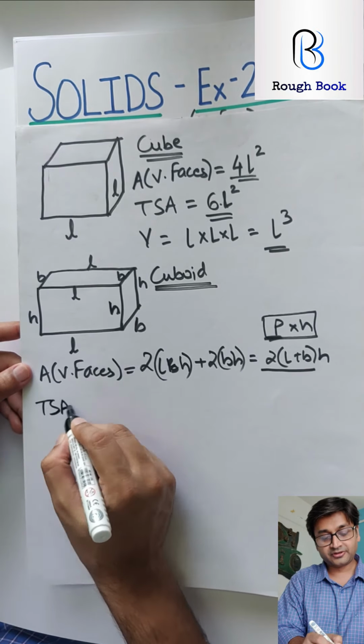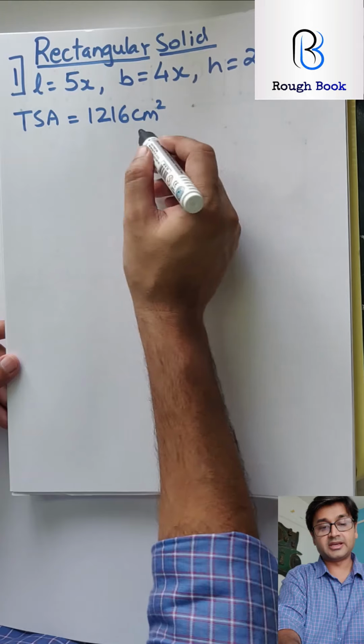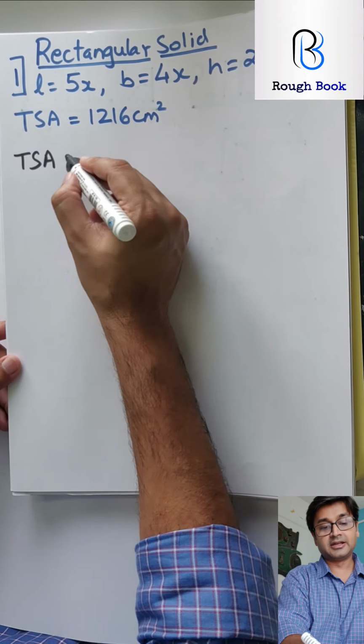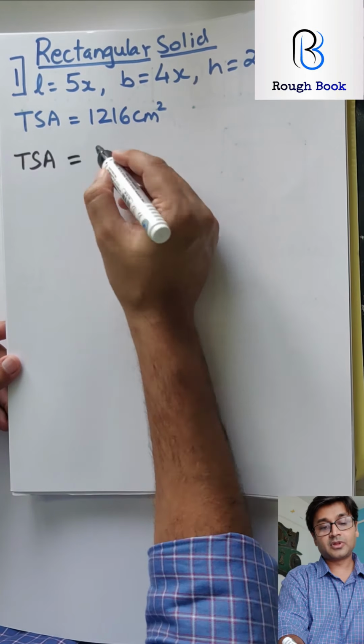So let's try sum number 1. Can you try it out? A rectangular solid, ratio is given, so we write 5x, 4x, 2x, let the common multiple be x, and total surface area is given. So total surface area for a cuboid, twice length breadth, breadth height, height length. Come on, substitute everything, get me the value of x. Once you get x, you can then easily find the length, breadth and height. Your question is to find the length, breadth and height. That's it. So come on, everybody, pause the video. Even if you go wrong, doesn't matter, but try.